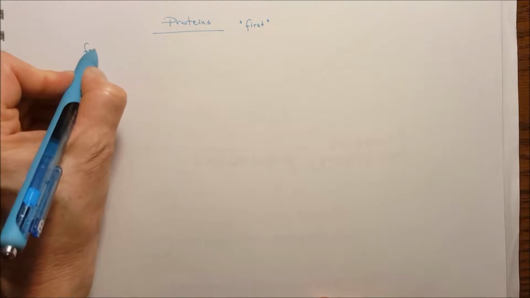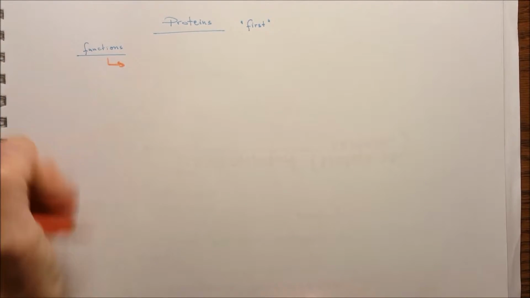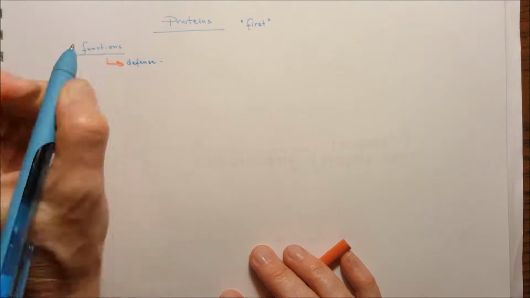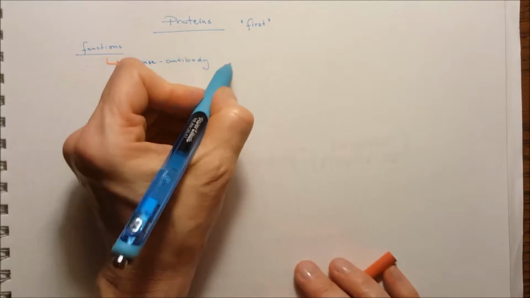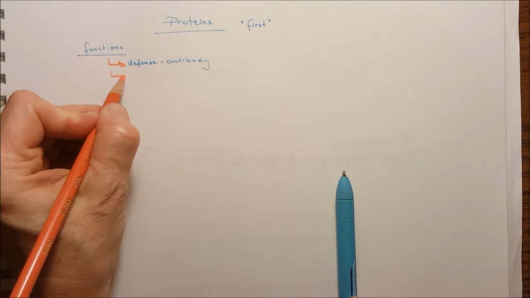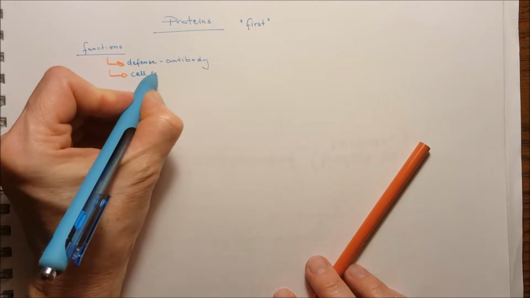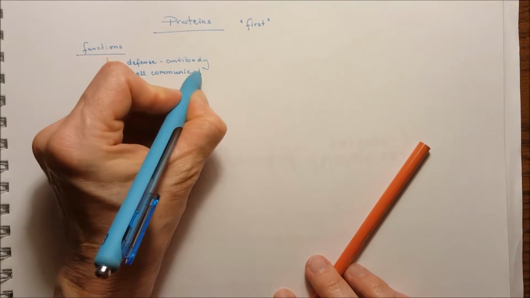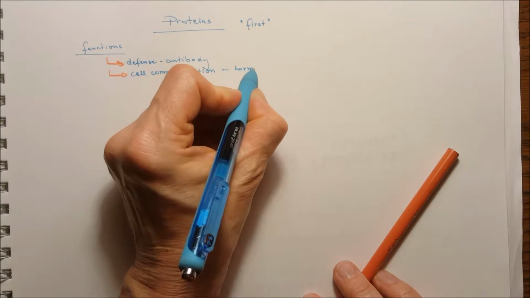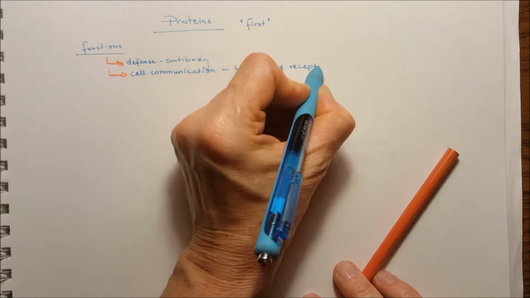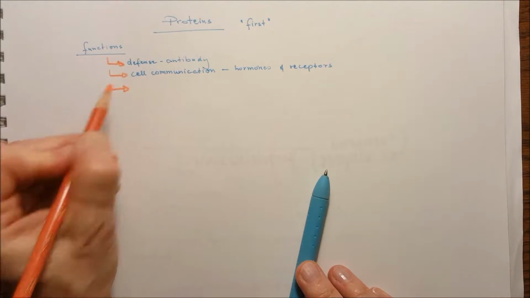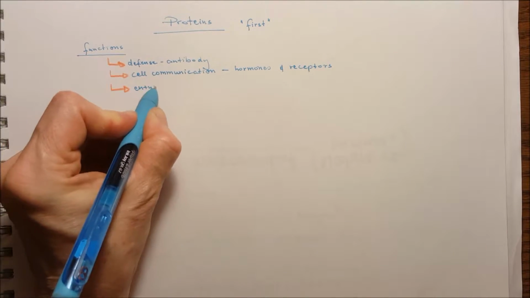Proteins comes from the Greek word "proteios," that means first. So we are going to talk about the proteins. Their functions: they are part of the defense mechanism in the form of antibodies and antigens. They are part of the communication in the form of hormones and receptors for the cells. They act as biological catalysts, like enzymes.